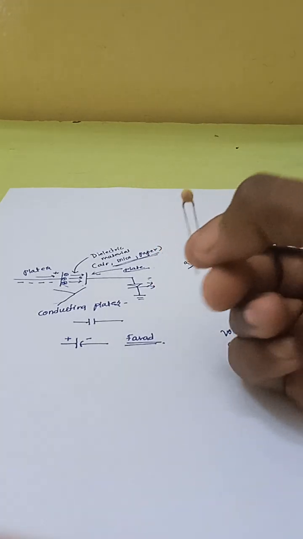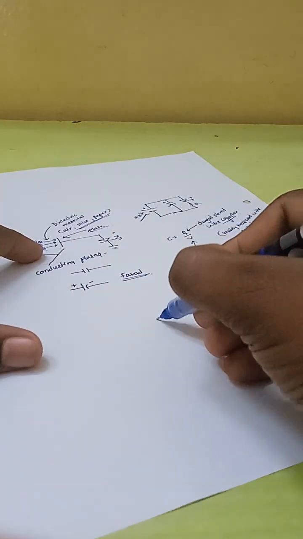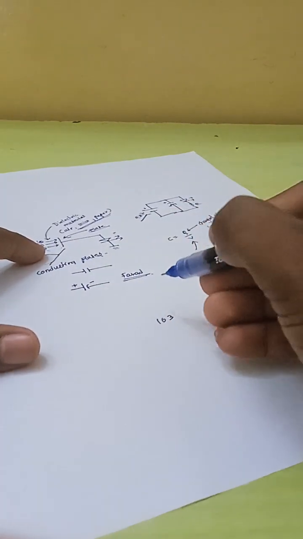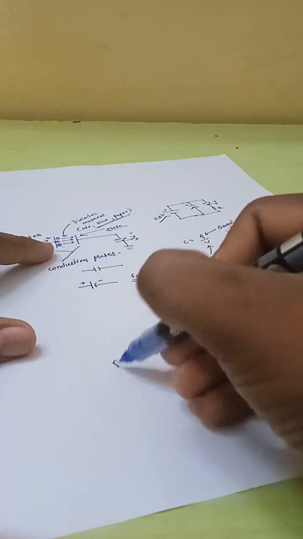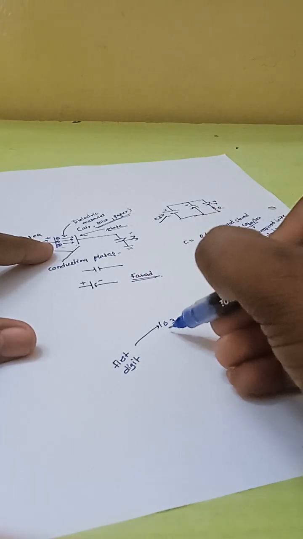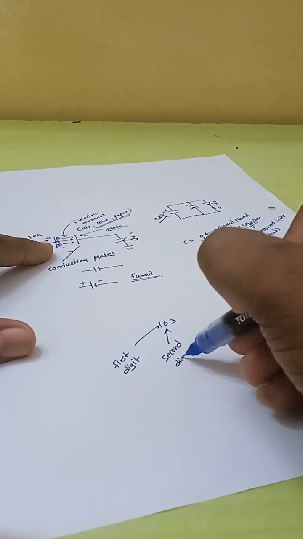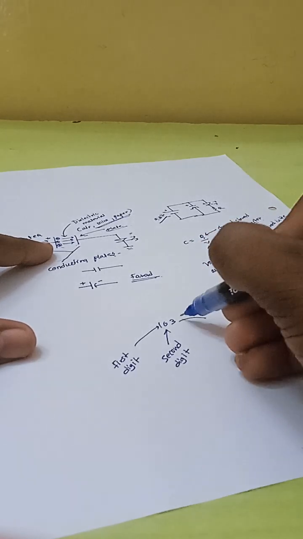If I have a value of 103 on it, this is the first digit, this is the second digit, and this is the multiplier.